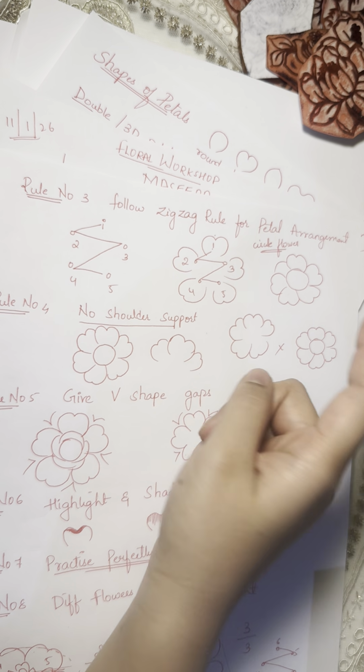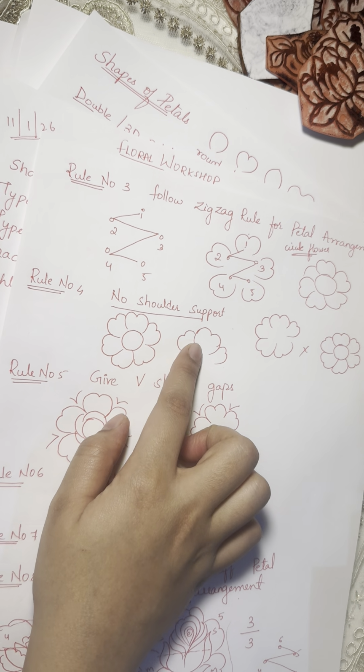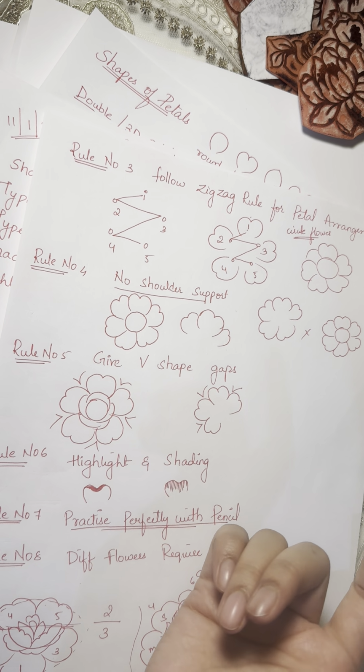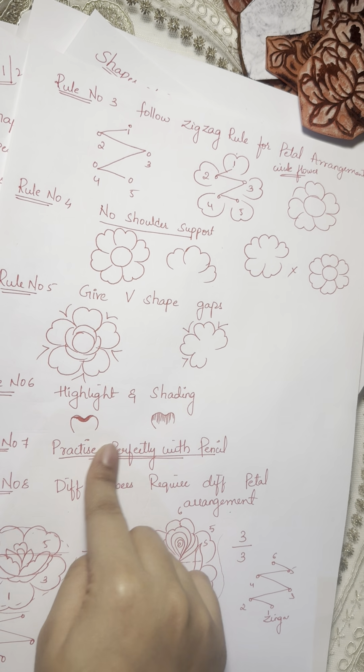sides of your flower. And then we have also learned how you can avoid shoulder support, and then we learned how you can give gaps in your petals and how it makes it look realistic and professional. And rule number 6, not to forget highlighting and shading in your flowers.